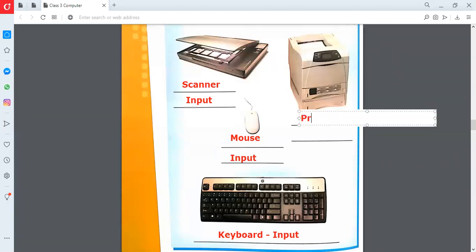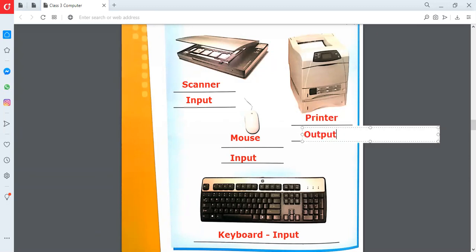And it's a printer. So let me write the spelling. The spelling of printer is very easy. Printer, and it's an output device.